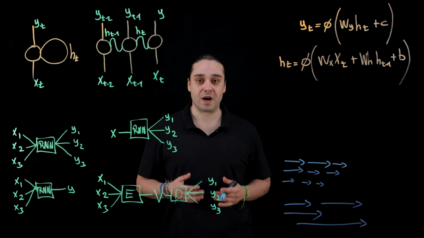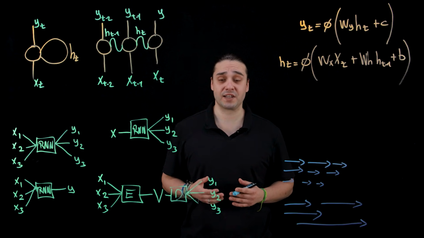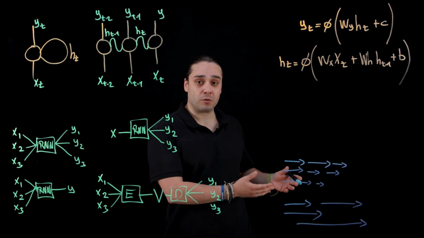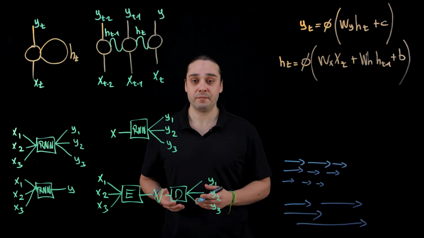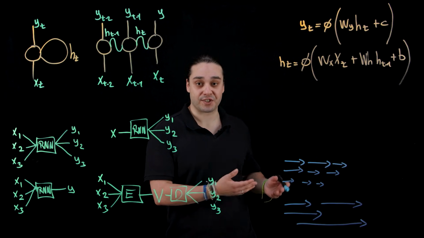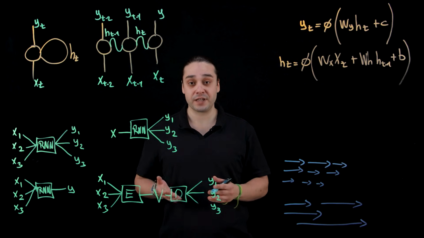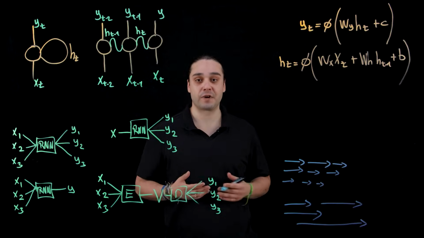In conclusion, while RNNs are incredibly powerful, they also come with challenges like vanishing and exploding gradients and complex training requirements. However, advancements like LSTM and GRU architectures help us address these issues. They also allow us to train RNNs for a wide range of applications.